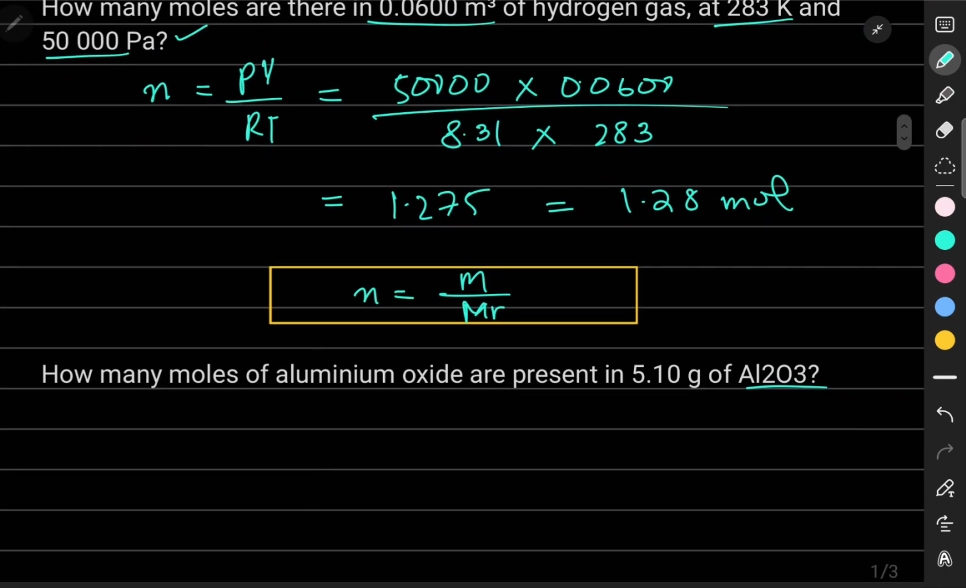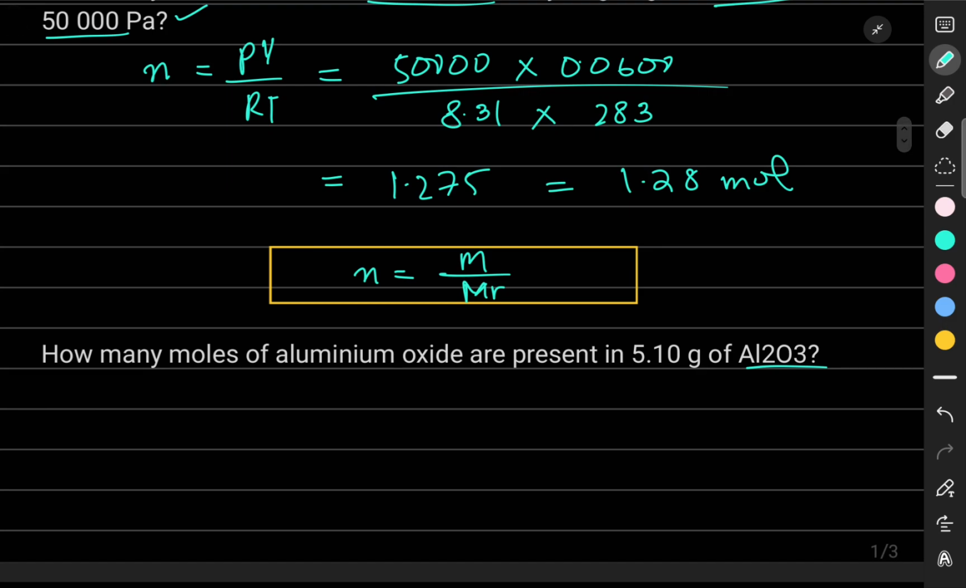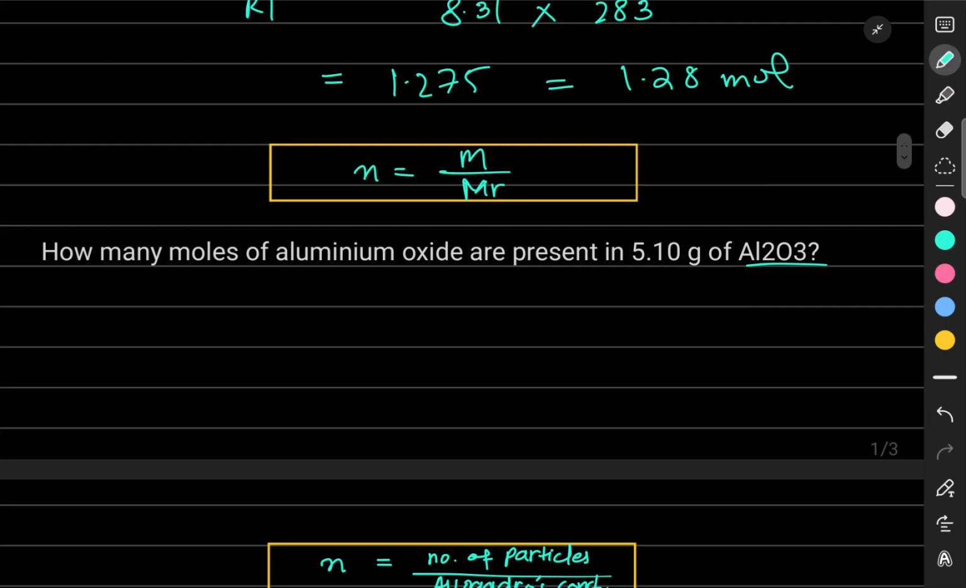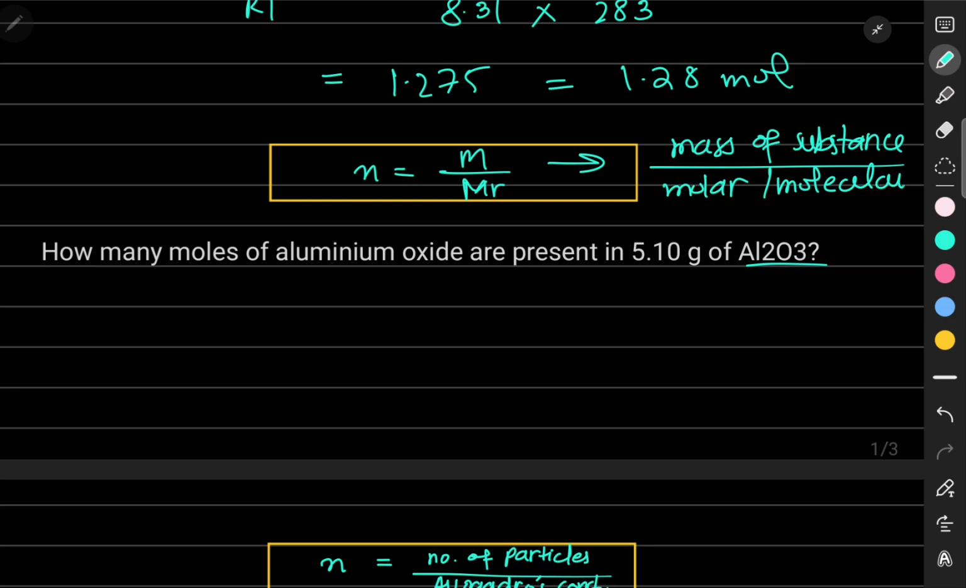Okay. Next equation involving moles or number of moles is this, our good old friend. n is equal to m over Mr. The m here stands for the mass of the substance. The Mr stands for molecular mass. It's also sometimes referred to as molar mass. So if you're new to this, I'm just going to write it out for you. Mass of substance divided by molar or molecular mass.